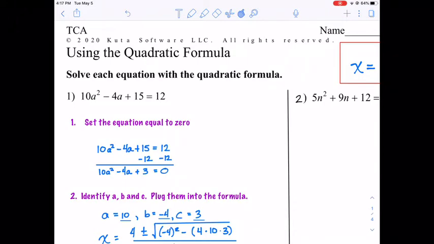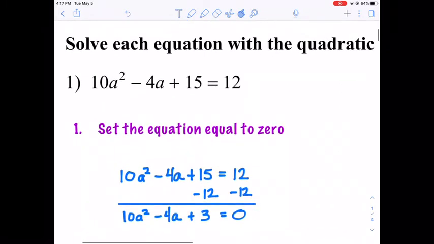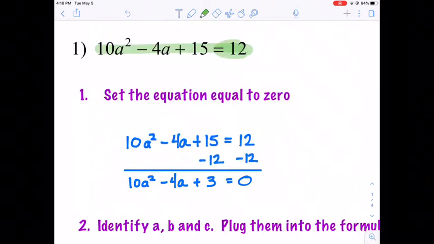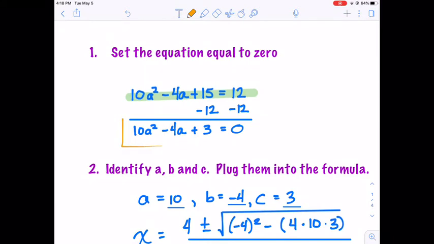The first step is to set the equation equal to 0. As you look at number 1, we see it equals 12, not 0. So I just rewrote the entire equation, 10a squared minus 4a plus 15 equals 12, subtracted the 12 from both sides. So now it equals 0. This is now the equation that we will be using.